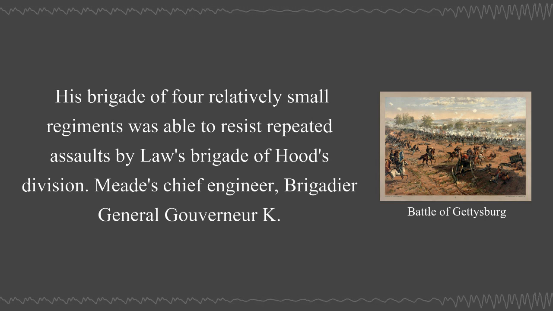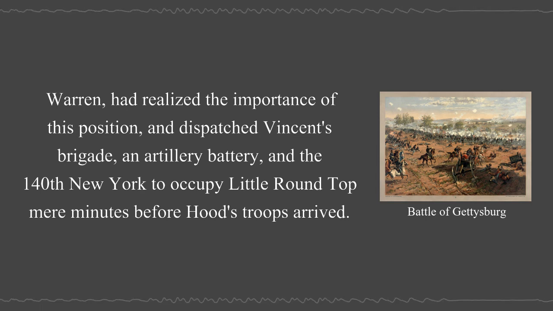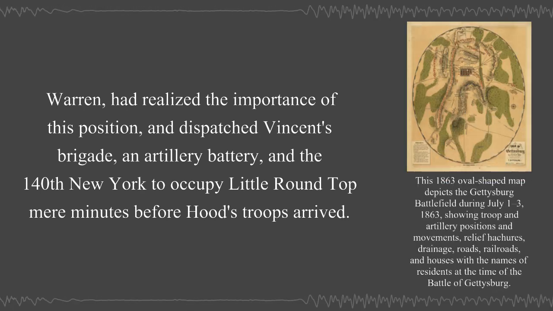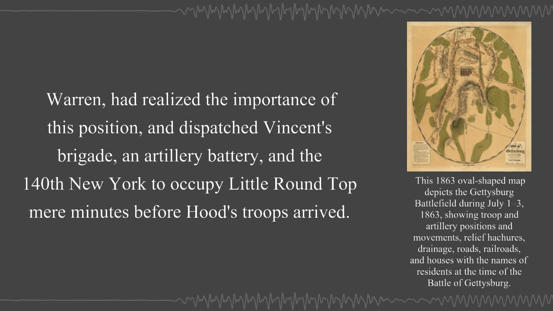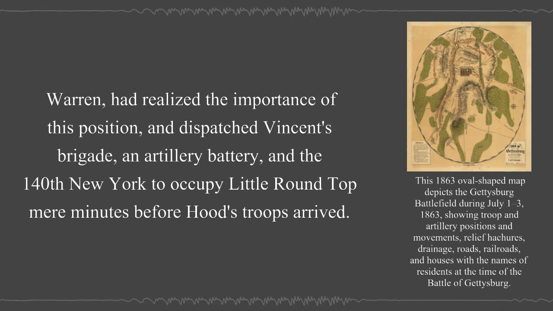Meade's chief engineer, Brigadier General Gouverneur K. Warren, had realized the importance of this position and dispatched Vincent's brigade, an artillery battery, and the 140th New York to occupy Little Round Top mere minutes before Hood's troops arrived.